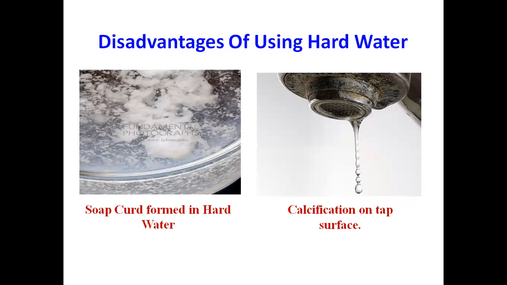Now, as I said earlier, using hard water is not good. So it forms scum mixed with soap and calcification on the surfaces, corrosion of the metal surfaces, corrosion of the boiler, and blockage of the pipes which supply the water to the urban population, right? So many other disadvantages will arise just because of the hard water.